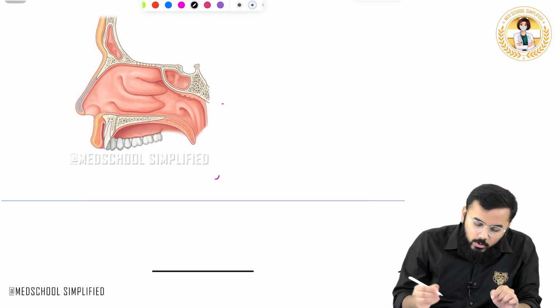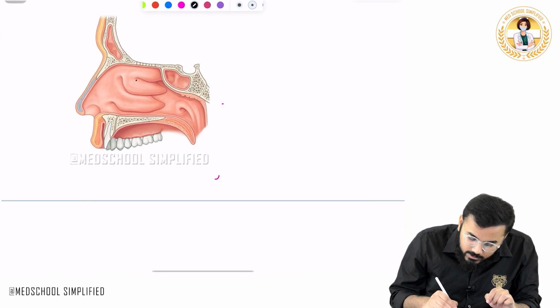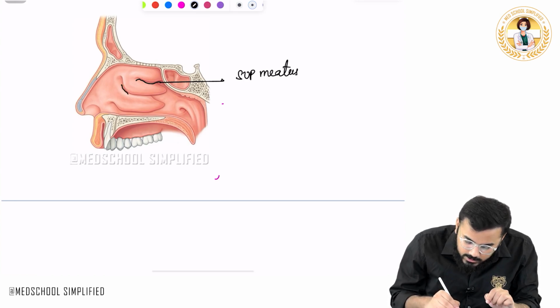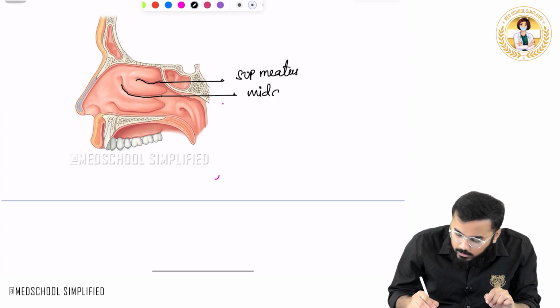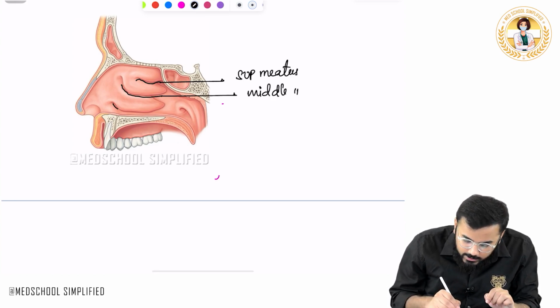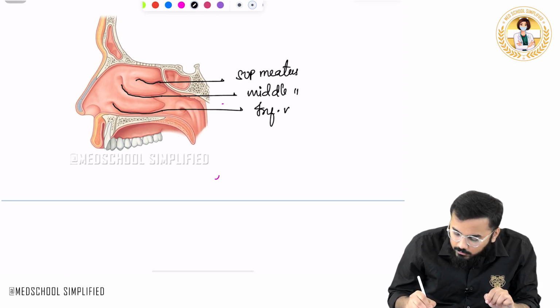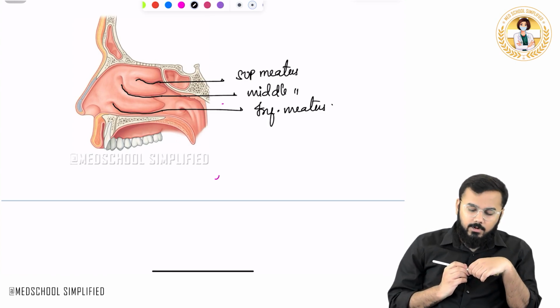So in this, how can you differentiate the meatus? See, this gap which I am drawing, this is called the superior meatus. This gap, whatever I am drawing, is called the middle meatus, and this lower gap which I am drawing over here is your inferior meatus. So, superior meatus, middle meatus and inferior meatus.